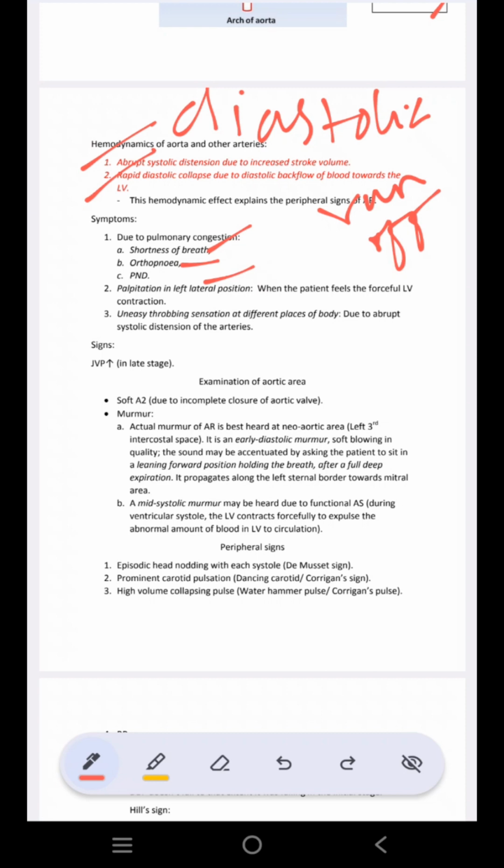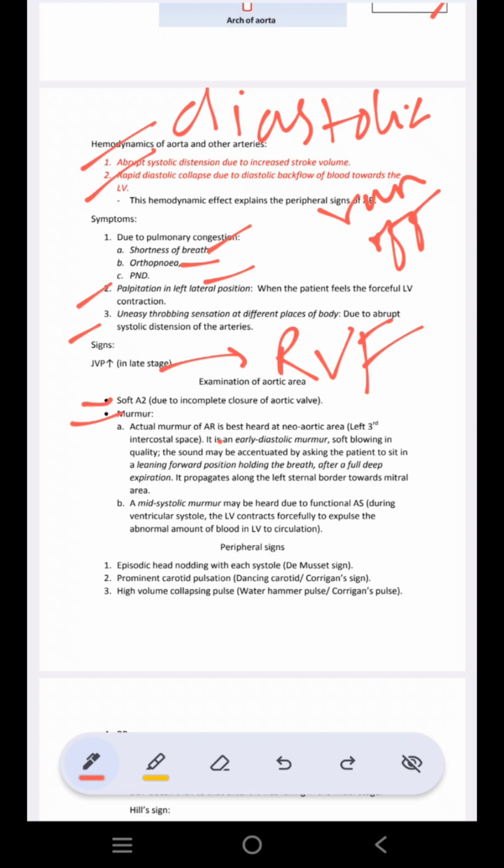Now, what are the symptoms due to pulmonary congestion? You know that there is shortness of breath, dyspnea, orthopnea, and PND. You can better feel the palpitations in the left lateral position because the left ventricle is located in that position only. And also you get a throbbing sensation in different parts of the body. This is due to the diastolic runoff. In signs, you will get raised JVP due to right ventricular failure in later stages.